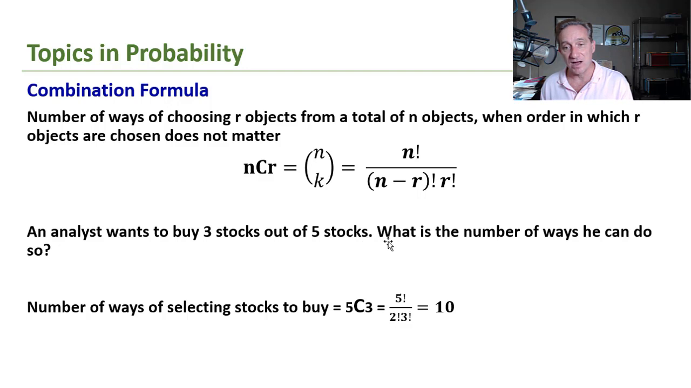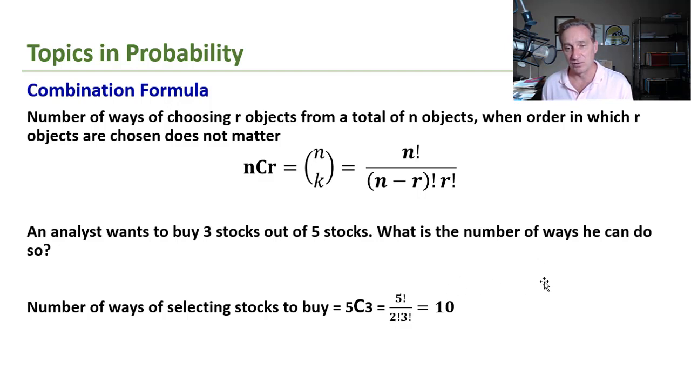What are the total number of ways he or she can do that? That's 5. Among 5, choose 3. And you can see it's n factorial, 5 factorial divided by (n minus r), which is 5 minus 3, or 2 factorial, multiplied by 3 factorial. And the only thing I would say about that is it's just very good to be able to know you can cancel.